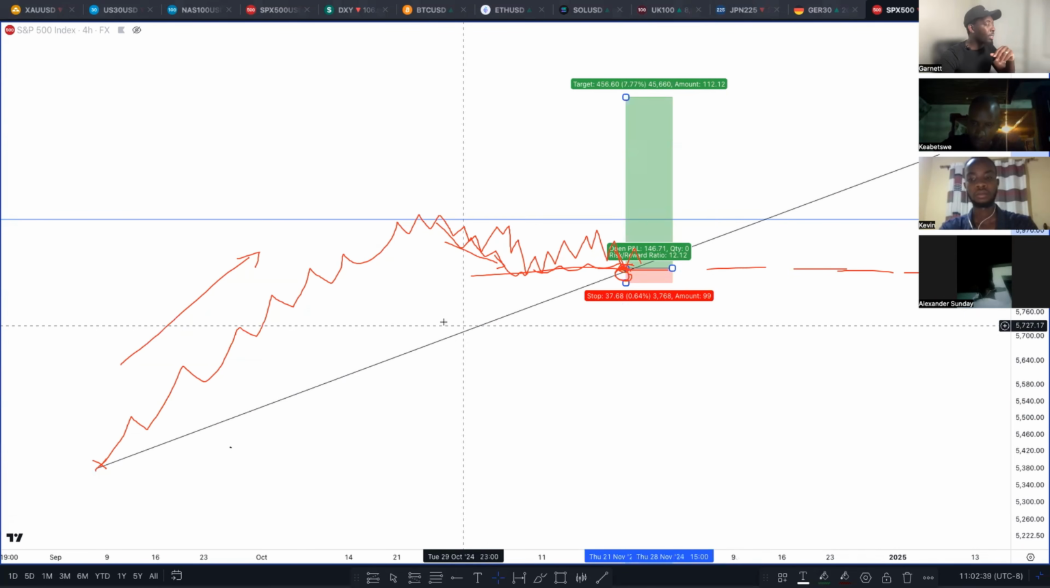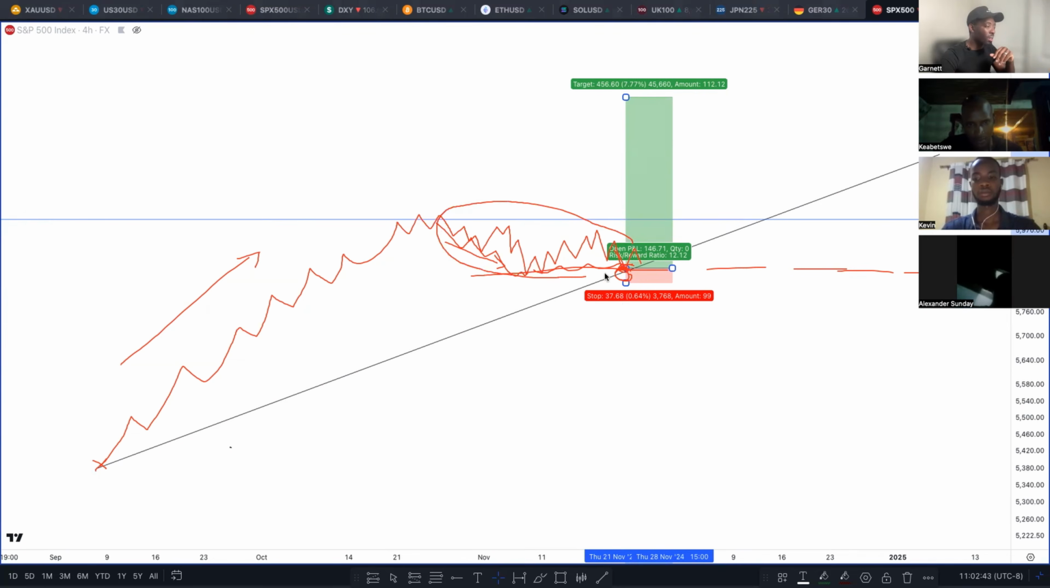So when I'm looking at it, I'm paying attention to this piece right here. I'm paying attention to everything. This is something I show the guys in my Discord as well. So what we're trying to do is we're trying to interpret what's happening during this phase.